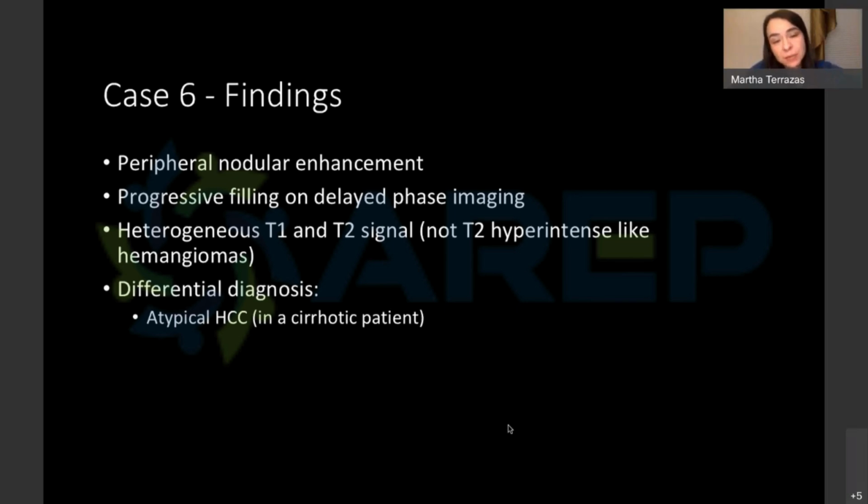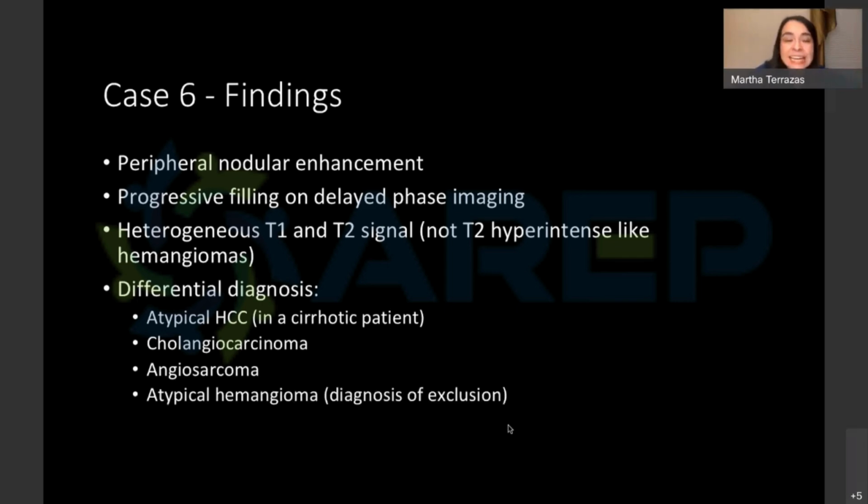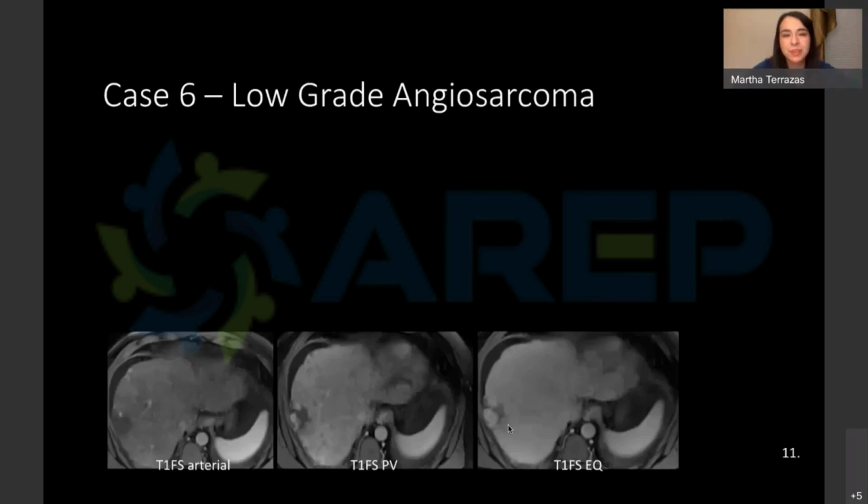So we included atypical HCC in this differential because it was in a cirrhotic patient. We included cholangiocarcinoma because we had a cirrhotic patient, and cholangiocarcinomas can have various imaging features. We included angiosarcoma and atypical hemangioma, which would be the diagnosis of exclusion. So they biopsied this, and this turned out to be a low-grade angiosarcoma.